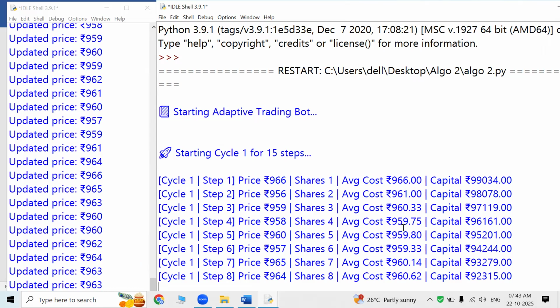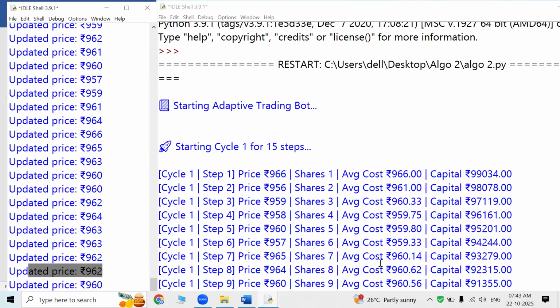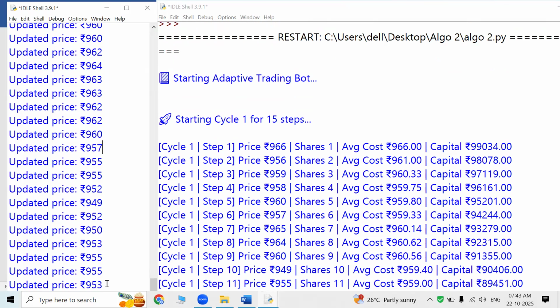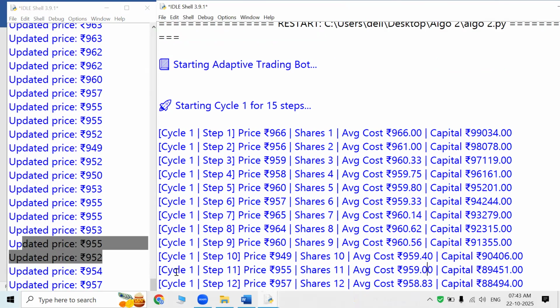The price is automatically changing. I have no control over this price. I have control over this algo only. So this price is changing like it changed from exchanges. The price is again falling down, and our average is again 953. The beauty of this is we have no control over the price. We have control only over the algo.